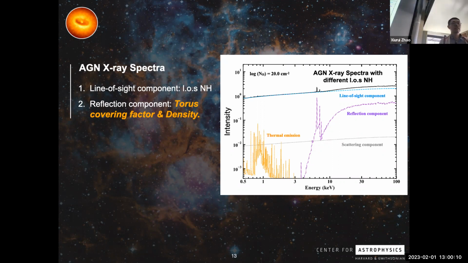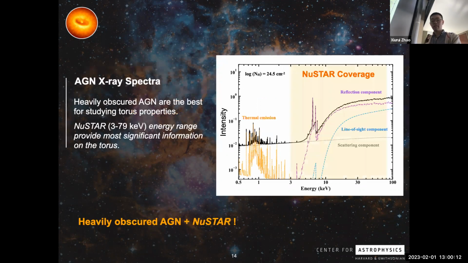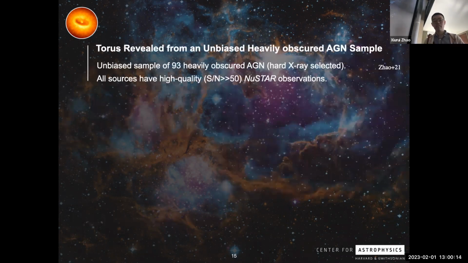In slide number 15, you write "unbiased sample." Can you explain what you mean by unbiased sample? This is a very good question. Even in the Swift BAT hard X-ray survey, it's a hard all-sky survey.